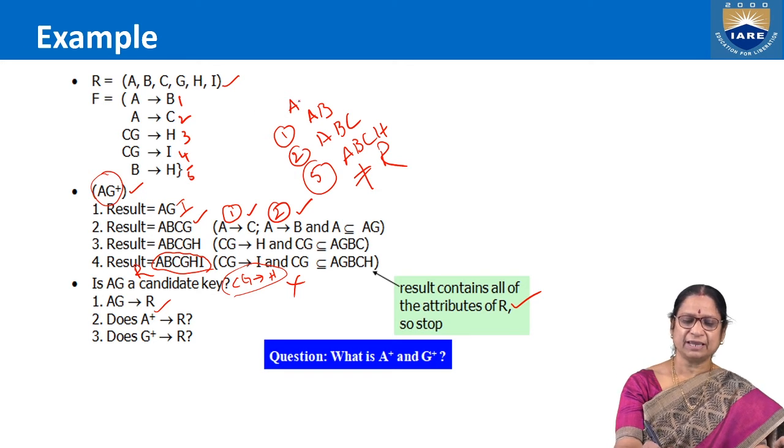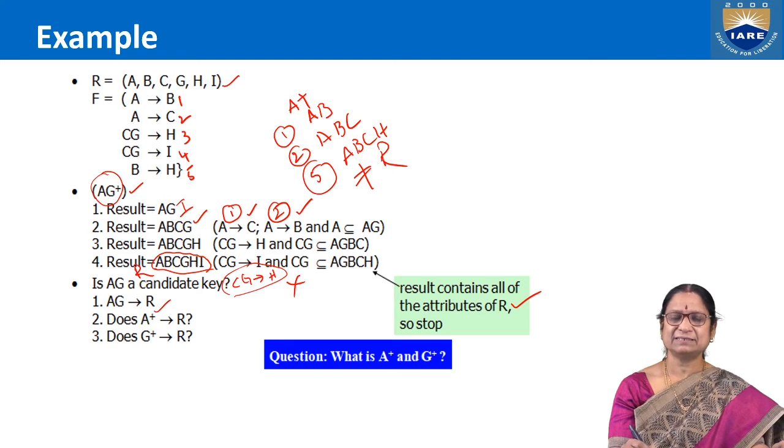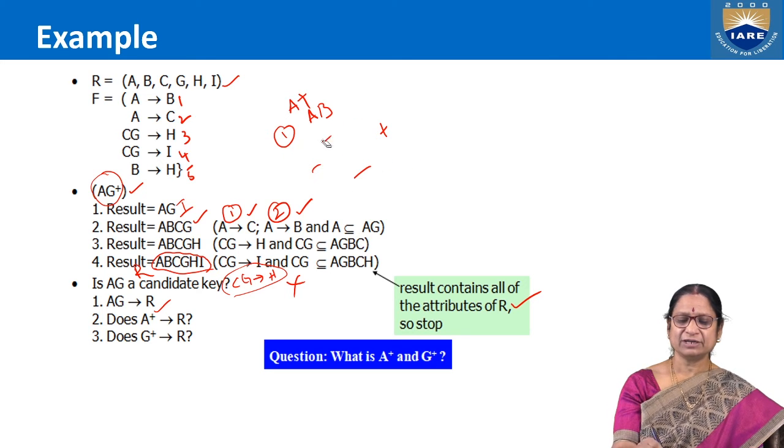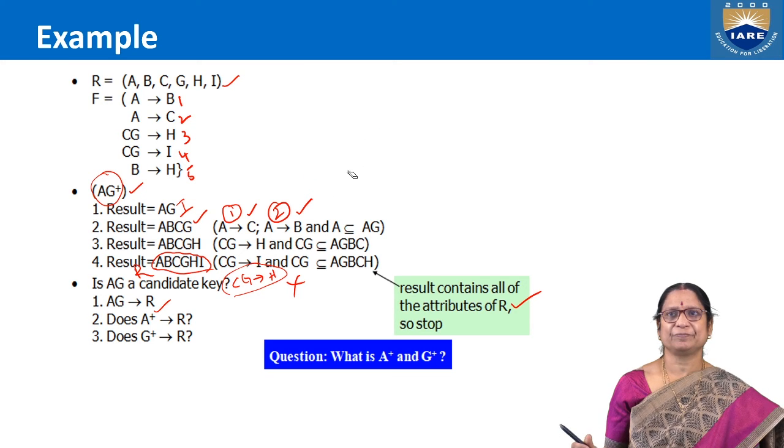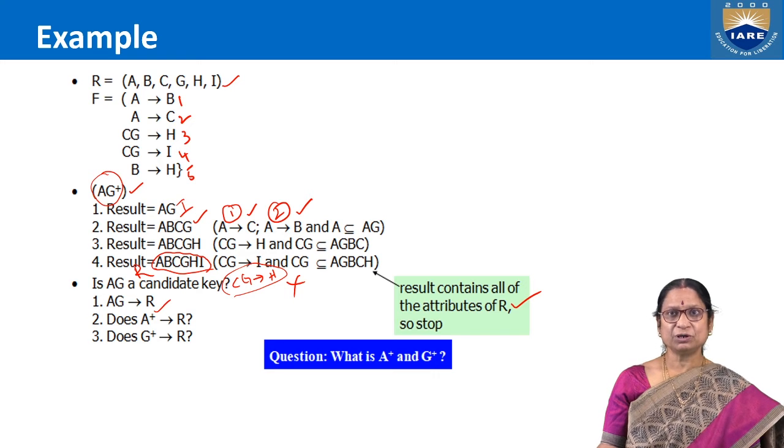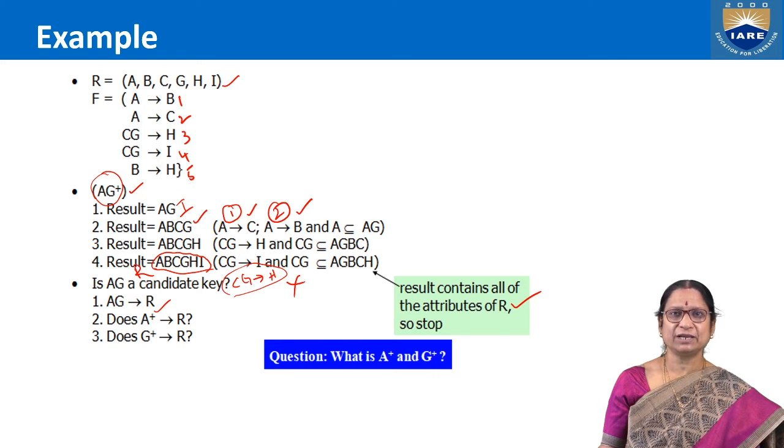When computing A plus, it consists of A, B, C, H. CG, ABC is there, but G and I are not able to be included by us. So it is not equivalent to R. So if the attribute closure of A is not equivalent to R, then it is not a key. Like that, we have to consider attribute closure. If the attribute closure is equivalent to the relation, then we may say it is a candidate key.